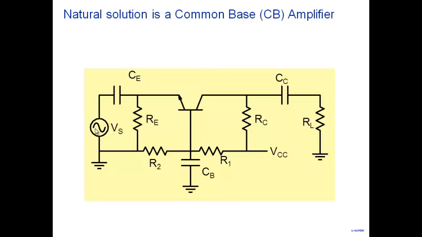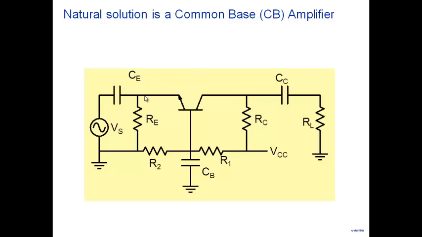In a common base amplifier, note that RE, R1, R2, RC are all biasing, which we are all familiar with, so don't worry about it. I'm taking the output from the collector, and I'm applying input now to the emitter. Base is now my common point here. So there is no capacitance between emitter and collector here.